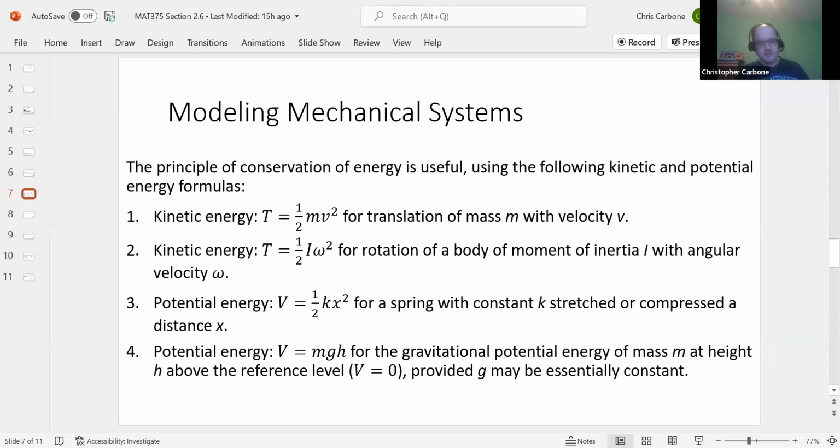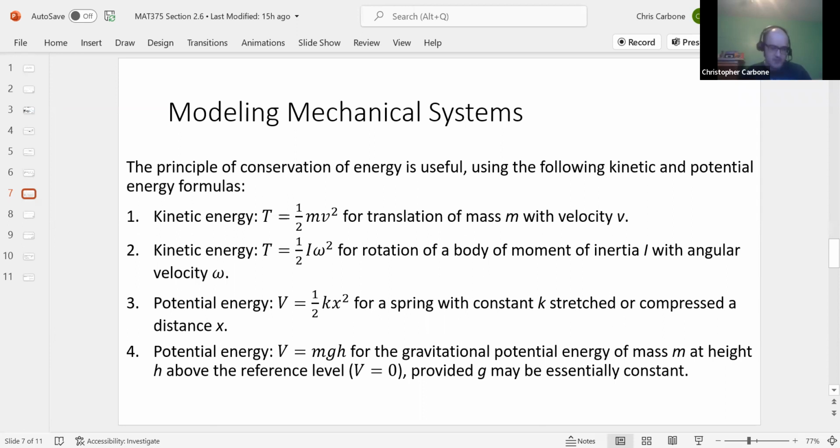So when we model the mechanical system, this is where the principle of the conservation of energy is useful, using the following kinetic and potential energy formulas. So 2 kinetic and 2 potential. First kinetic energy, capital T is 1/2 mv squared for a translation of mass m with velocity v. And capital T is 1/2 of I times omega squared for rotation of a body of moment of inertia I with angular velocity omega. Potential energy, we have capital V is 1/2 k times x squared for a spring with constant k stretched or compressed at distance x.